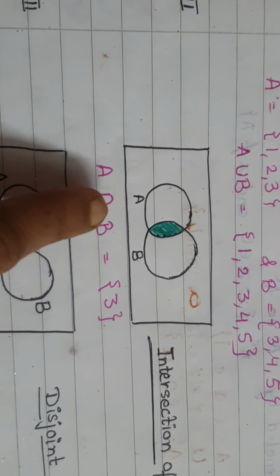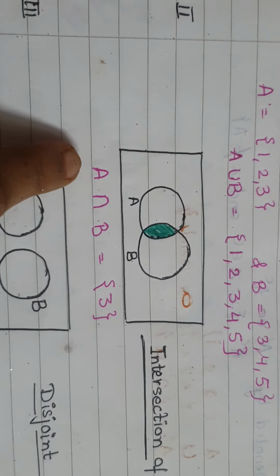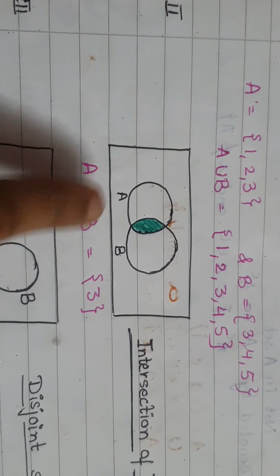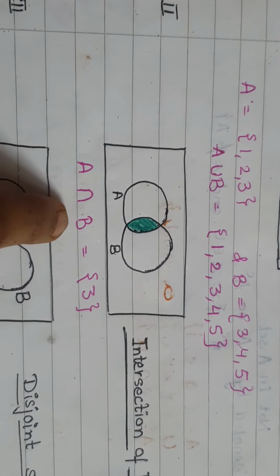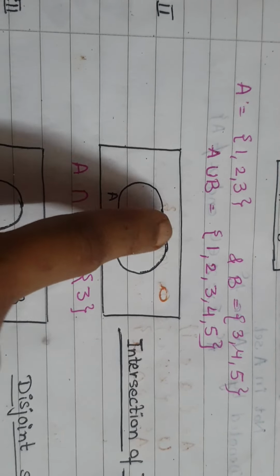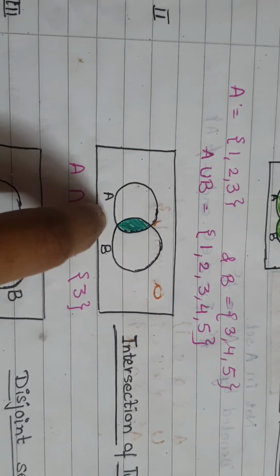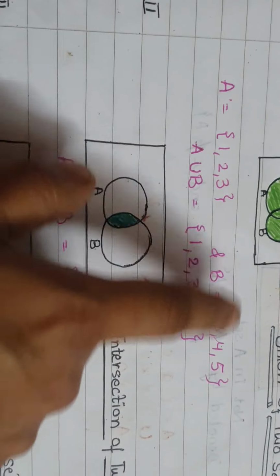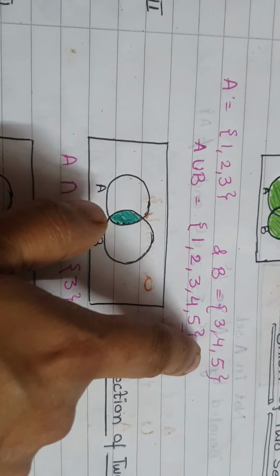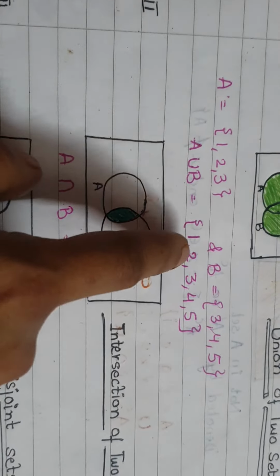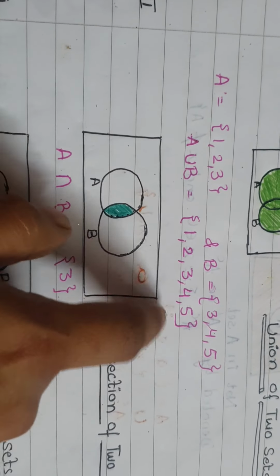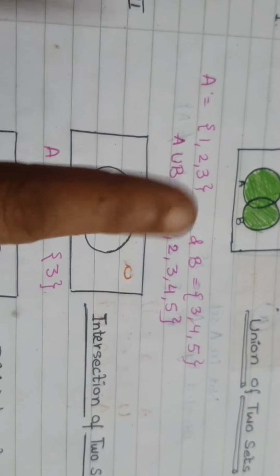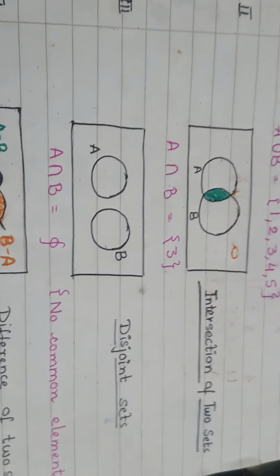It is represented by inverse U. A inverse B. A intersection B is represented by green shaded portion. Here we have a common number which is 3. I am taking the same example, set A and set B, and A union B becomes 1, 2, 3, 4, 5, but A intersection B becomes only 3 because only one element is common in between.